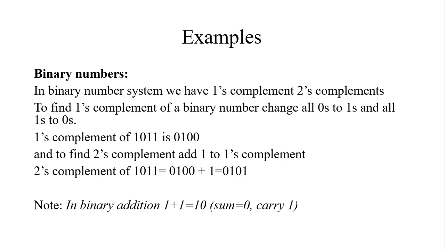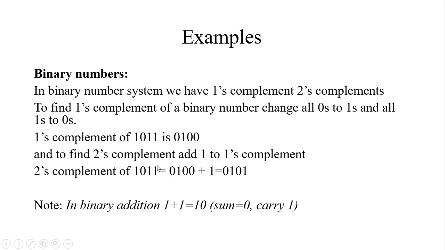Examples. In binary number system, we have 1's complement and 2's complement. To find 1's complement of binary number, change all zeros to 1's and all 1's to 0, or subtract each bit from 1. 1's complement of 1011 is 0100. These two ones are changed by these two zeros, and this 0 is changed by this 1, and this 1 is replaced by this 0. And to find 2's complement, add 1 to the 1's complement.